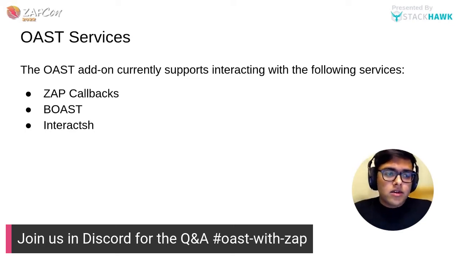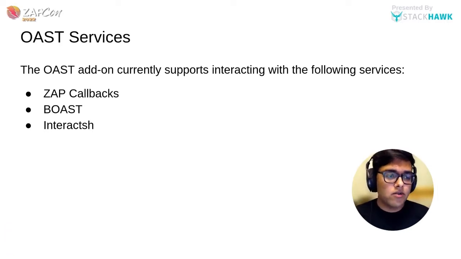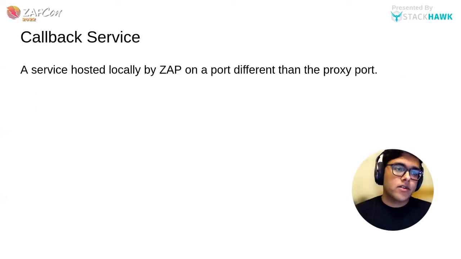Other than these services, the OAST add-on was written in a way that makes it easy to add other services that you would want to interact with. So let's say if you want to interact with RequestBin from ZAP, you can do that too, but you'll need to provide a client implementation for that, within the add-on or outside the add-on. Let's look at the callback service first.